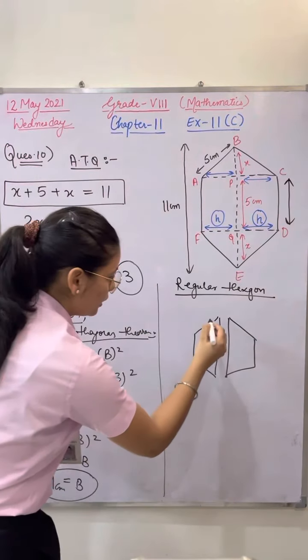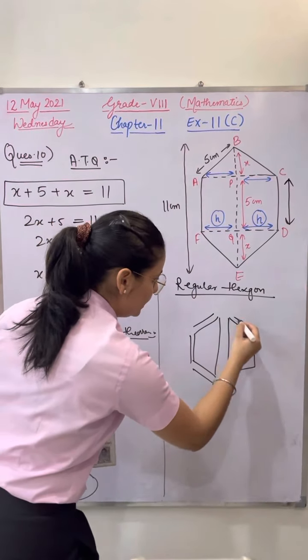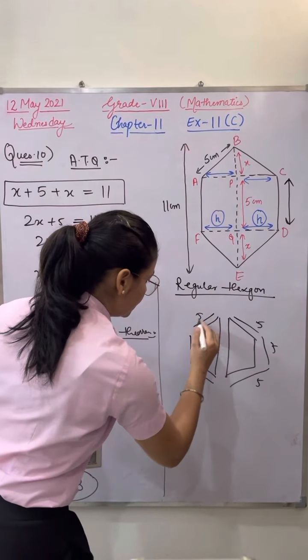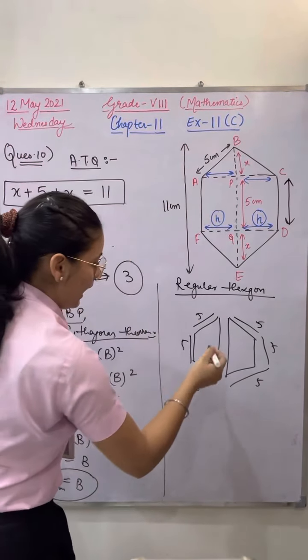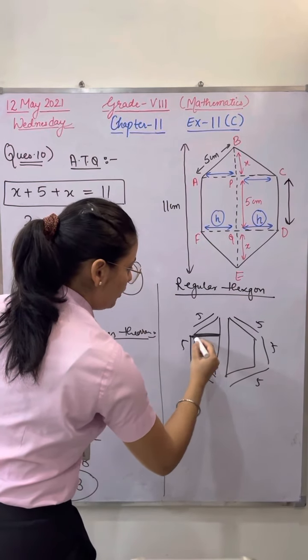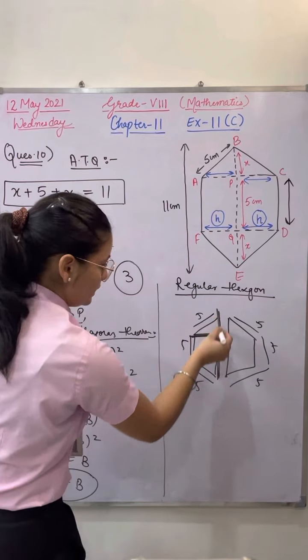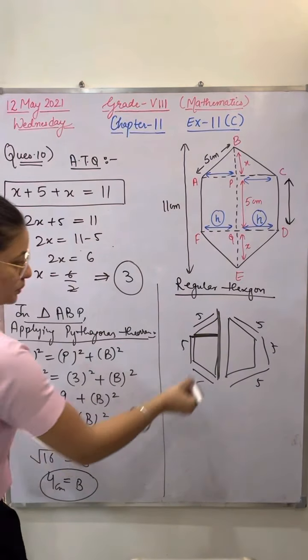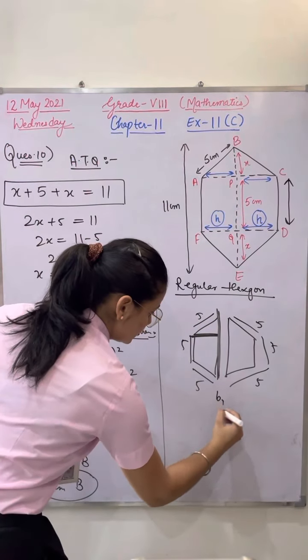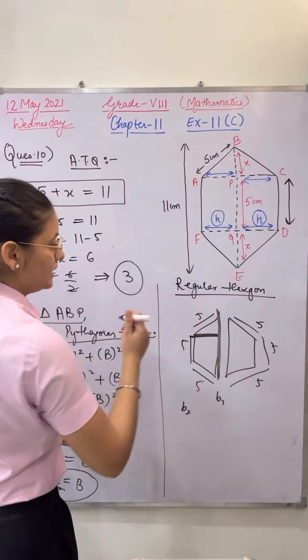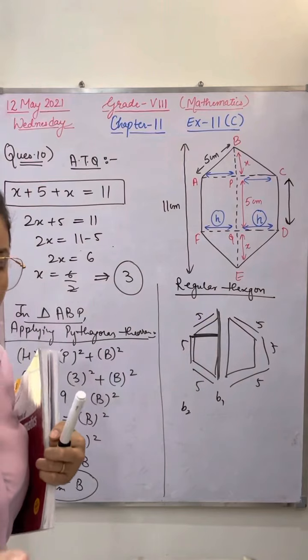Why same? Because the sides are 5 centimeter. The sides are 5 centimeter. Okay, and we have taken out here. Please tell me, this complete is how much? This complete is how much? This is B1. This is B1. This is B2.